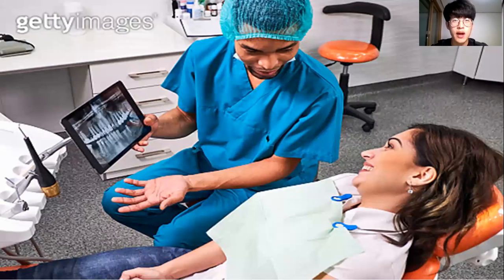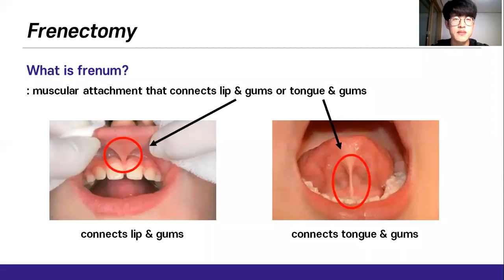Patient, when I look at your oral cavity, the problem that stands out is that your lower front teeth gums are receded. To solve this problem, you need to have a surgery named frenectomy. I know you are unfamiliar with frenectomy, so I'm going to give you more detail now. Before understanding frenectomy, you have to know what the frenum is.